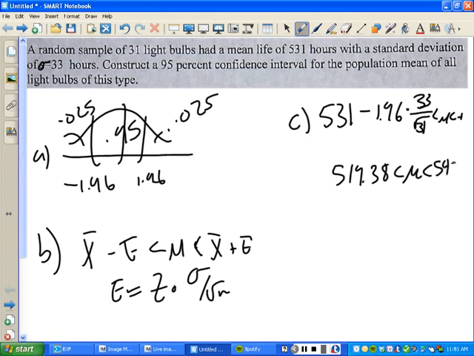542.62. Now, I'll remind you that you only need to go one decimal place. You're only required to go one decimal place further than the data set was started with. This is to the nearest whole number. So typically you would make this 519.4 and 542.6.